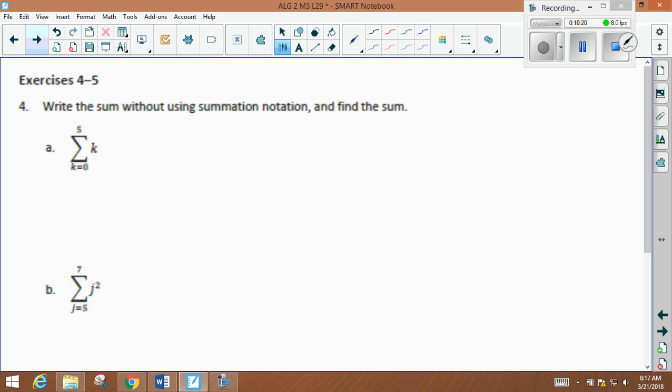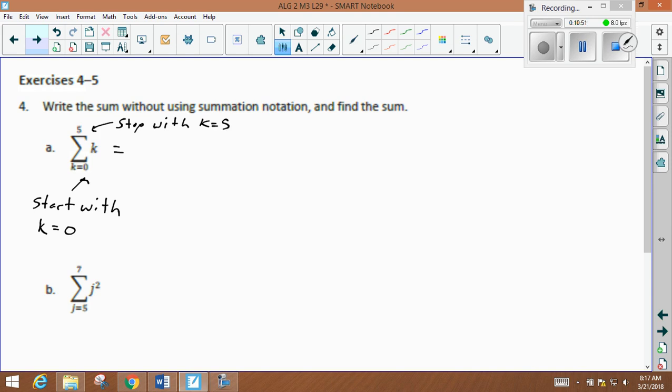Alright. So let's go ahead and do one, okay? Let's go ahead and write the sum without using summation notation. So this is telling me start with k equals 0. This tells me stop with k equals 5. And all I do is substitute.